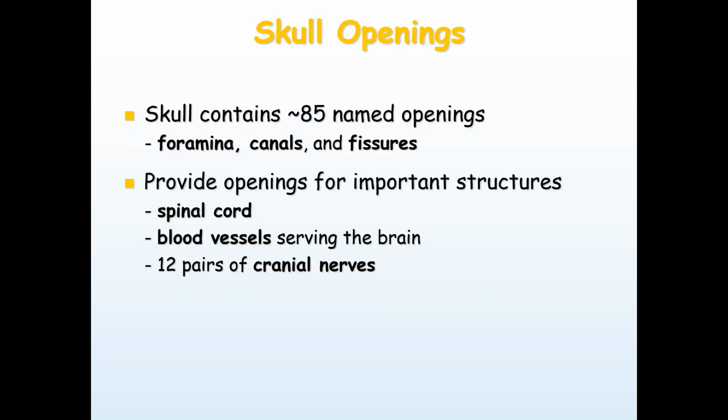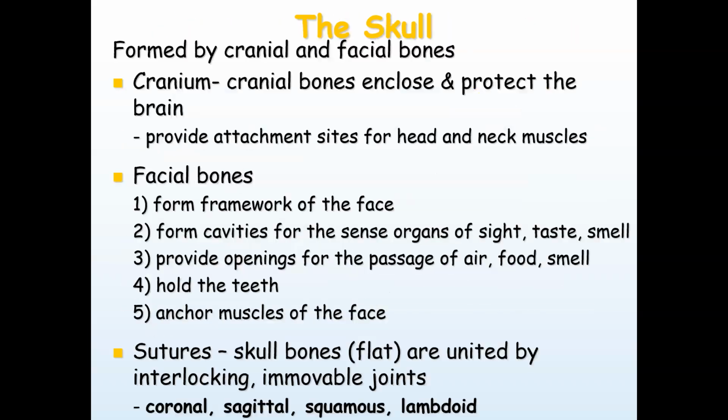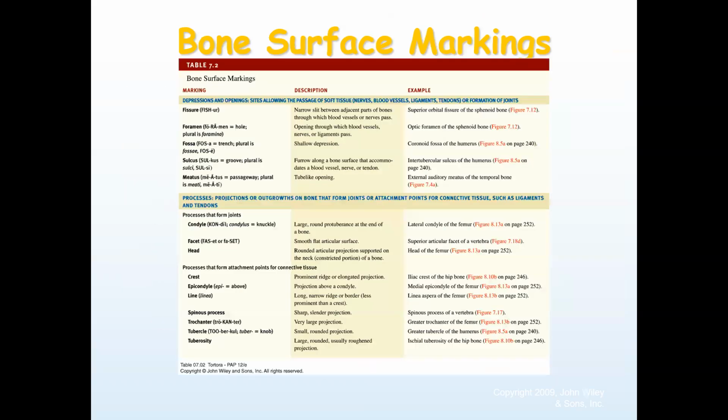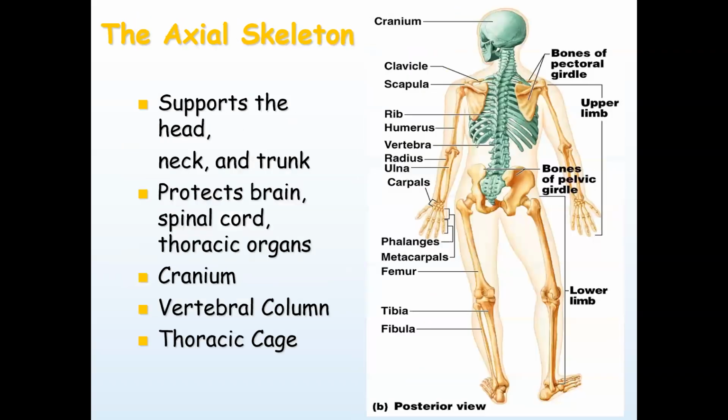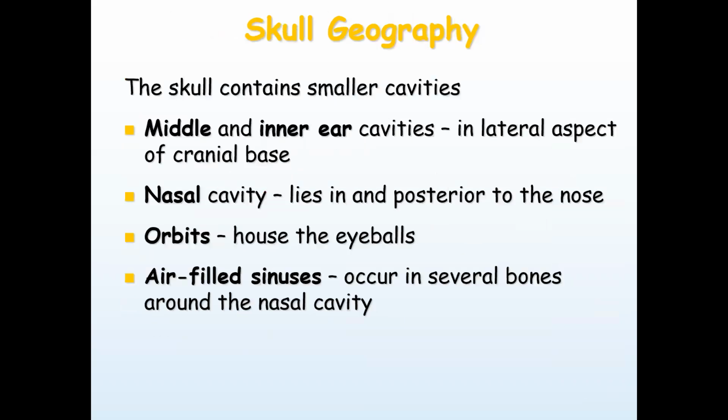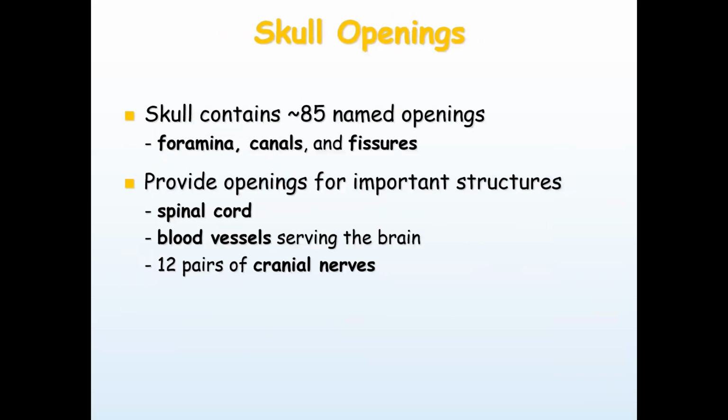Now it mentions here your skull contains 85 named openings. I am not going to expect you to learn all of these, right? All I need from you, for the most part, there might be one or two that I mention otherwise, is that you know the major types of bone markings, and you can give an example of each one of them, right? I will not require you to learn the 85 of them in the skull, etc., right?